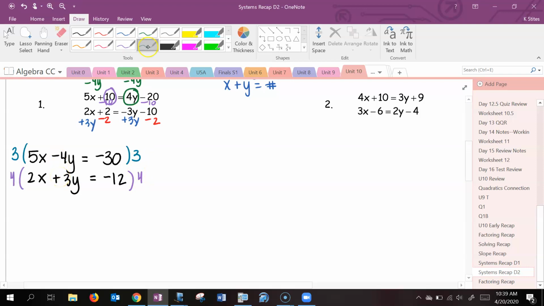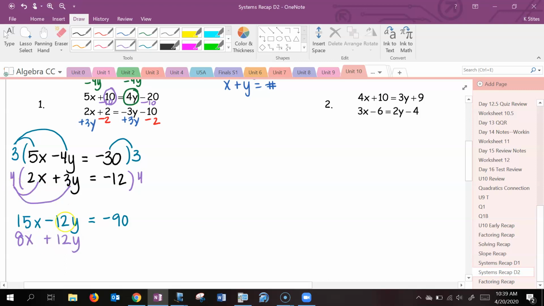Okay, and now I'm just going to be really careful that I actually multiply each term. So 3 times 5x is 15x. 3 times negative 4y is negative 12y, equals 3 times negative 30 is a negative 90. Okay, and then I'll do this again. 4 times 2x is 8x. 4 times 3y is positive 12y. That's good. That's what we want to see. 4 times negative 12 is negative 48.